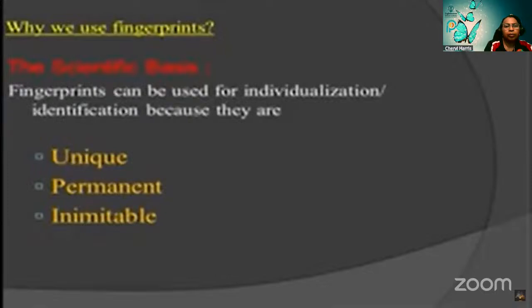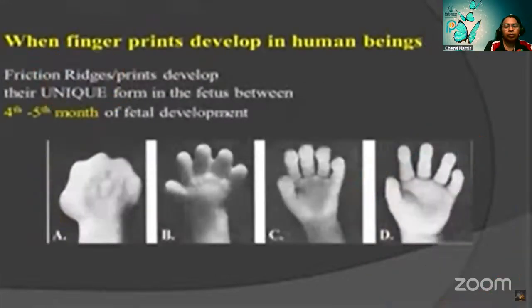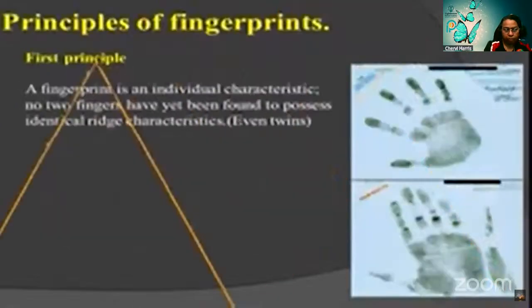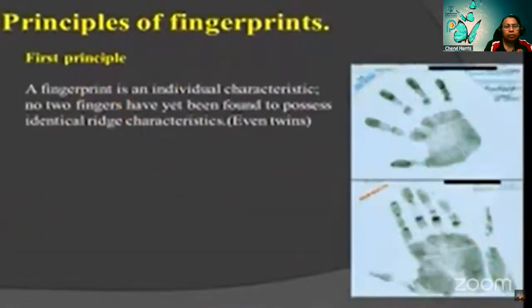And now let's know when fingerprints develop in human beings. Friction ridges or fingerprints develop their unique form in the fetus between 4 to 5 months of fetal development. Now let's know about another important module of this presentation, and that is the principles of fingerprints. There are 3 basic principles of fingerprints which are in front of you.